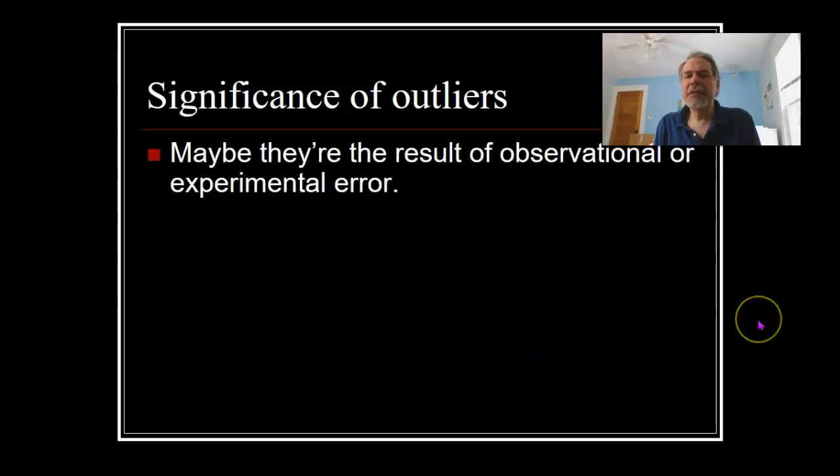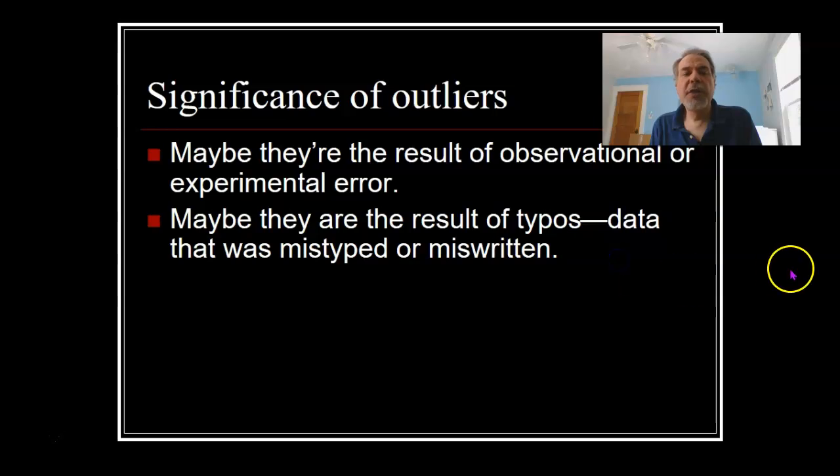They might just be mistakes. They might be the result of observational or experimental error, or they might be the result of a typographical error, data that was mistyped or miswritten. So for example, let's say you're studying how fast the cars go on a particular stretch of highway. How fast are the vehicles that drive along that highway?